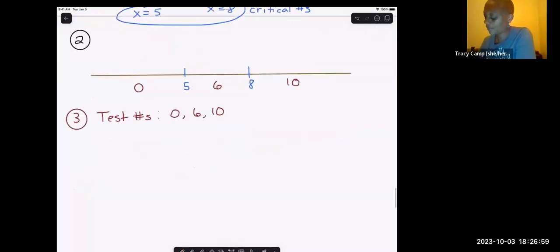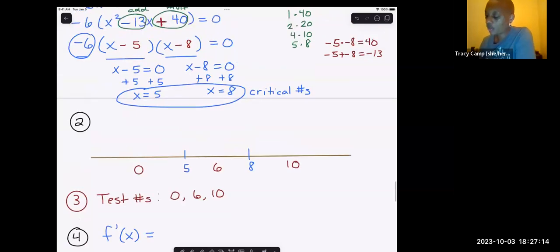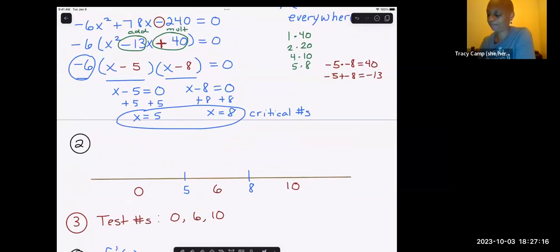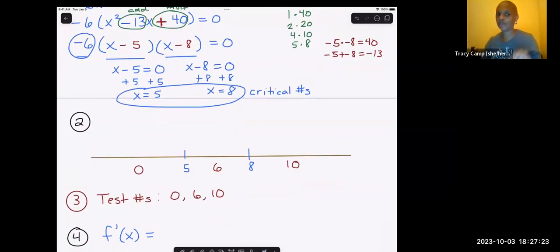Once you have your test numbers, then you plug those into the derivative, which again was, I'm going to write that out because I don't remember what it was. Here's a little trick. When you write out your derivative, if you have factored your derivative, write it out in the factored form. That'll make it easier to tell if your derivative's positive or negative right there.